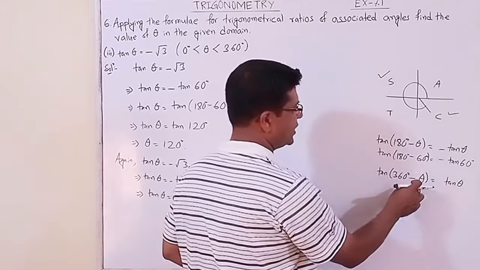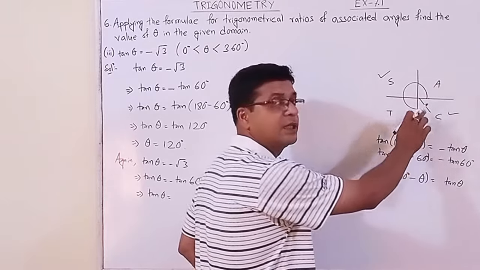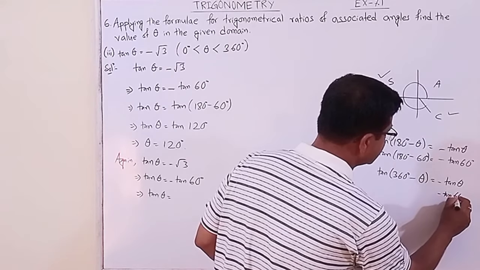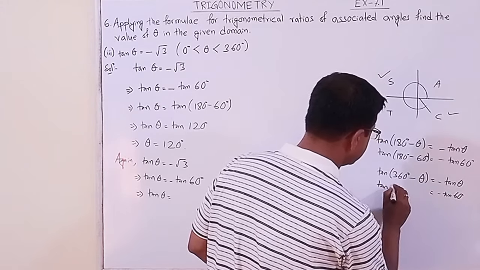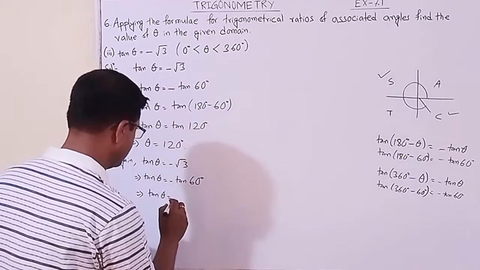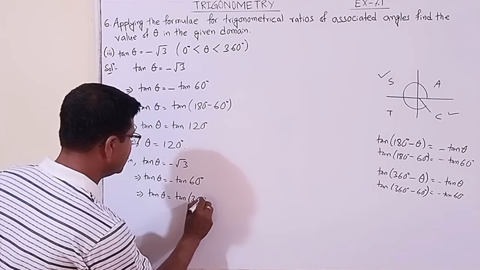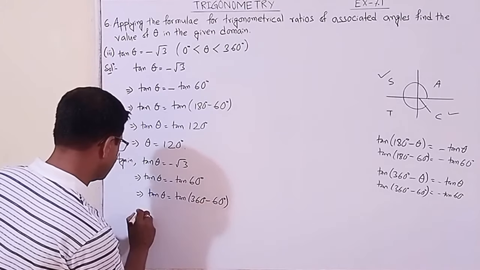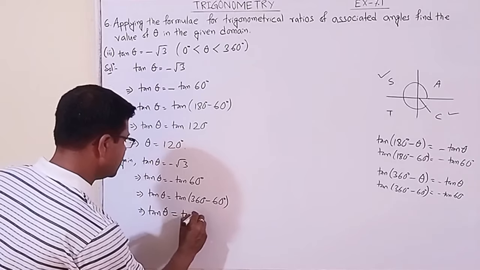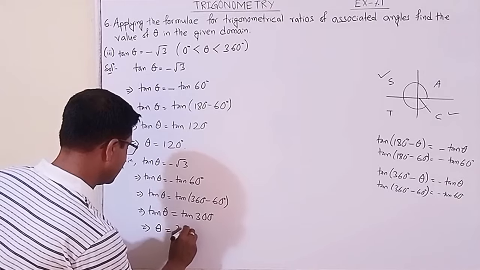It is in the fourth quadrant. 360, this is 360 minus something. So it is in the fourth quadrant. In the fourth quadrant, is tan positive or negative? Negative. So minus, if there is tan 60 degree, how will we write? Tan of 360 minus 60. The same thing here we will do. So minus tan of 60 is equal to tan of 360 degree minus 60 degree. So tan of theta is equal to tan of this minus this, 300 degree. Let us remove tan. We imagine this way, 300 degree.